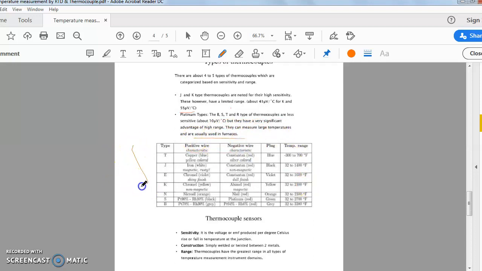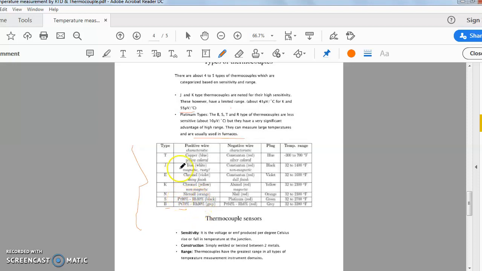Now, the most important thing is the combination of the two dissimilar wires. Like here we see copper-constantan, iron-constantan, chromel-constantan, chromel-alumel. These are all different types of combinations. We know that in B, S and R types, platinum is present in the combination. In the S also platinum is present, and the other dissimilar metal will be different. Not platinum, it will be a different metal.